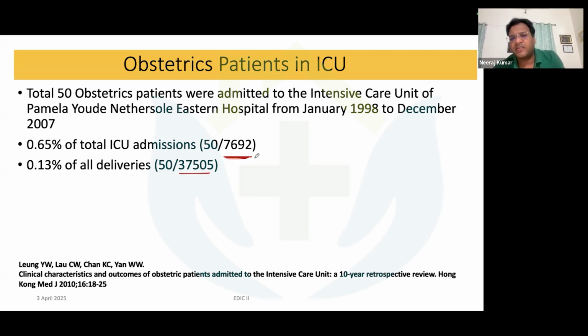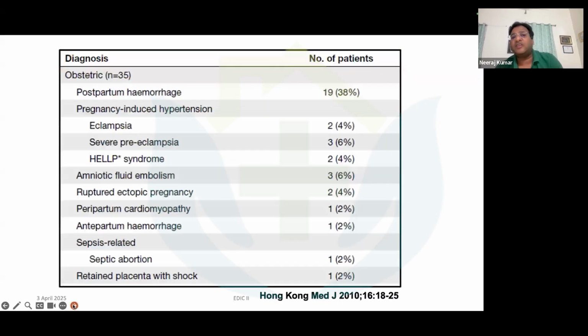Out of these 7692 patients, 50 patients were admitted because of obstetric conditions, at the Pamela Youde Nethersole Eastern Hospital. Now you see how these incidences change. They plotted another finding: out of these 50, 35 patients were admitted to the ICU because of obstetric causes, and the remaining 15 patients had ICU admissions because of non-obstetric causes.